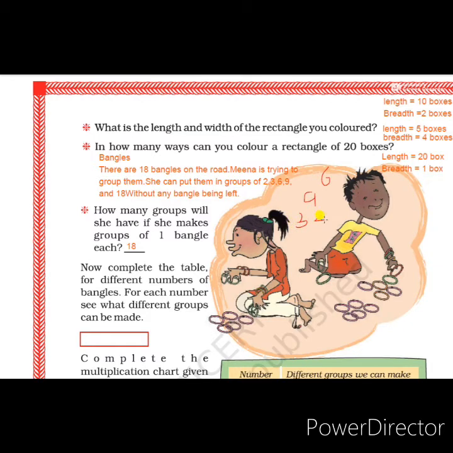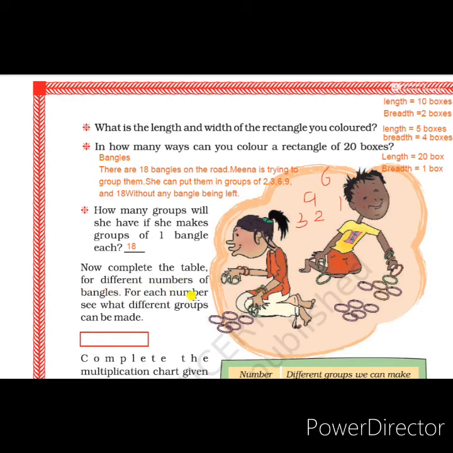And if she made 18 groups, how many bangles will be there? 1 bangle in each group. Here we have asked how many groups she will have if she makes groups of 1 bangle each. Suppose she is making 1 bangle in 1 group, how many groups will there be? We know that 1 into 18 is 18. So 18 groups.